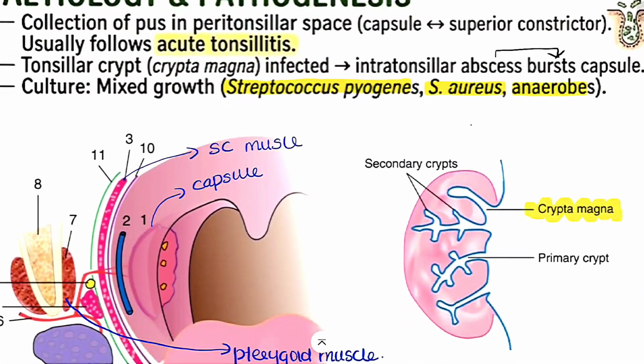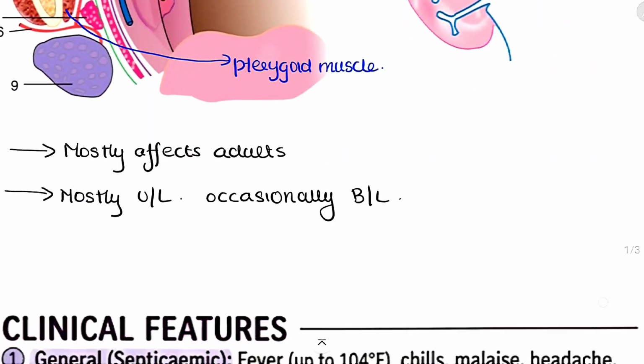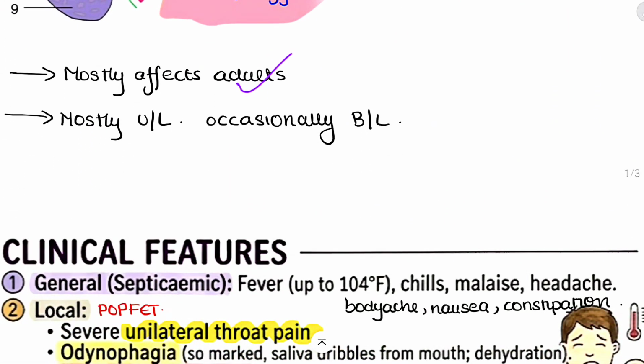And doing culture, we can see there can be a mixed growth of Streptococcus pyogenes, Staph aureus and anaerobes. So this was about the etiogenesis, and mostly they are affecting the adults more than children. Mostly it is unilateral and occasionally bilateral.